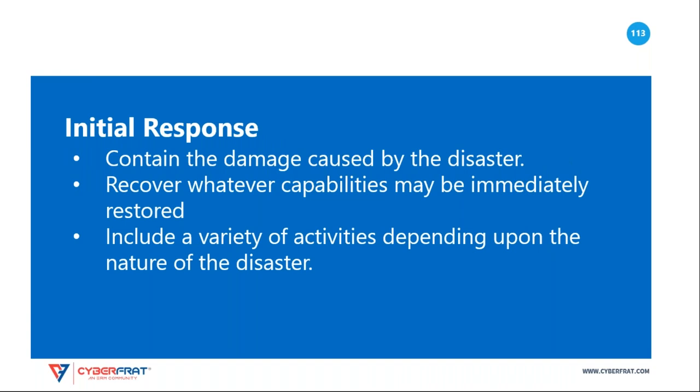The initial response following an emergency disruption is designed to contain the damage to the organization and recover whatever capacity may be immediately restored. The activities during the initial response will vary widely depending upon the nature of the disaster and may include activating an alternate processing facility, containing physical damage, or calling in a contractor to begin an emergency response.